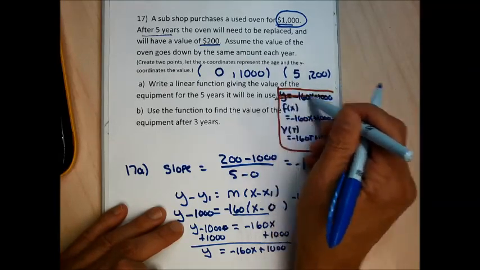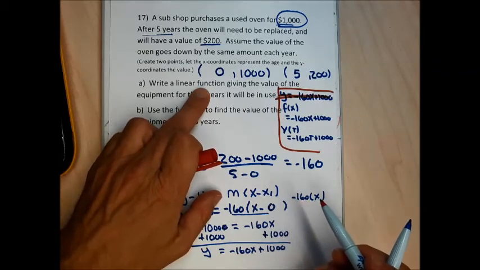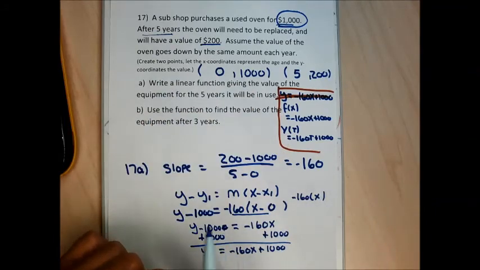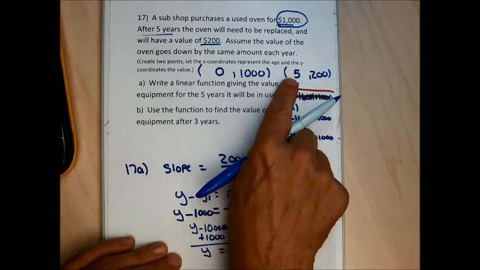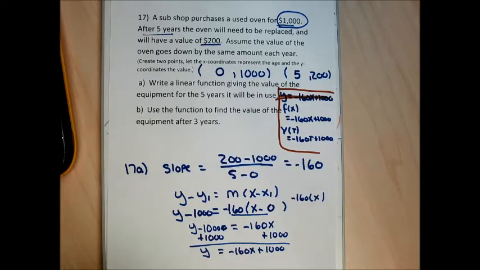Each one of these three are okay answers for part A. This is probably the worst answer because it's not function notation and it wants me to find a linear function, which implies it wants function notation. These two are both fine, just as long as we know that x, the x coordinate, stands for the age, and what I get out is the value of the oven.